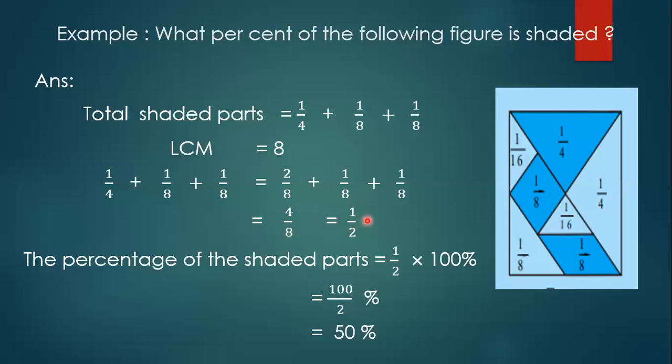Now this 1 by 2 is a fraction. We have to convert it into a percentage. For converting a fraction into a percentage, multiply it by 100. That we have seen in the previous question also. So 1 by 2 into 100%. Always remember, we multiply this number by the numerator only. 1 into 100 is 100, 100 by 2. 100 divided by 2, we will get 50%. So in this figure also, 50% of the figure is shaded and the remaining 50% is unshaded. Okay, children?